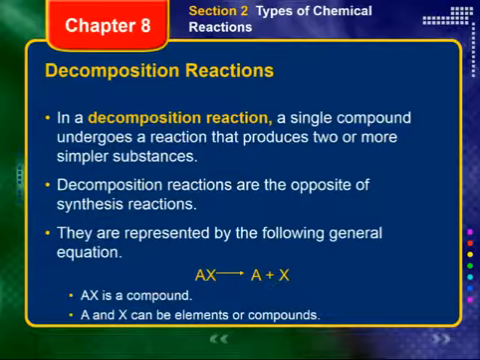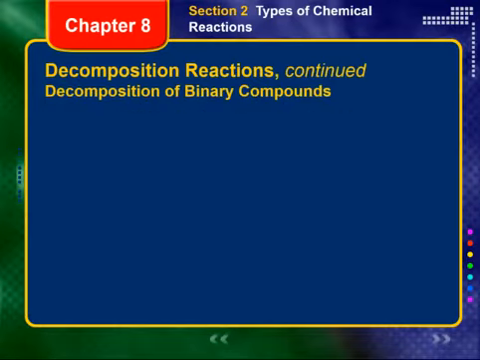A decomposition reaction is one in which a single compound undergoes a reaction that produces two or more simpler substances. That substance is being broken up, it's being decomposed. Decomposition reactions are the opposite of synthesis reactions, right? Composition versus decomposition. They are represented by the following general equation: AX reacting to form A and X. AX is the compound. A and X can either be elements or individual compounds, but they're being broken apart.